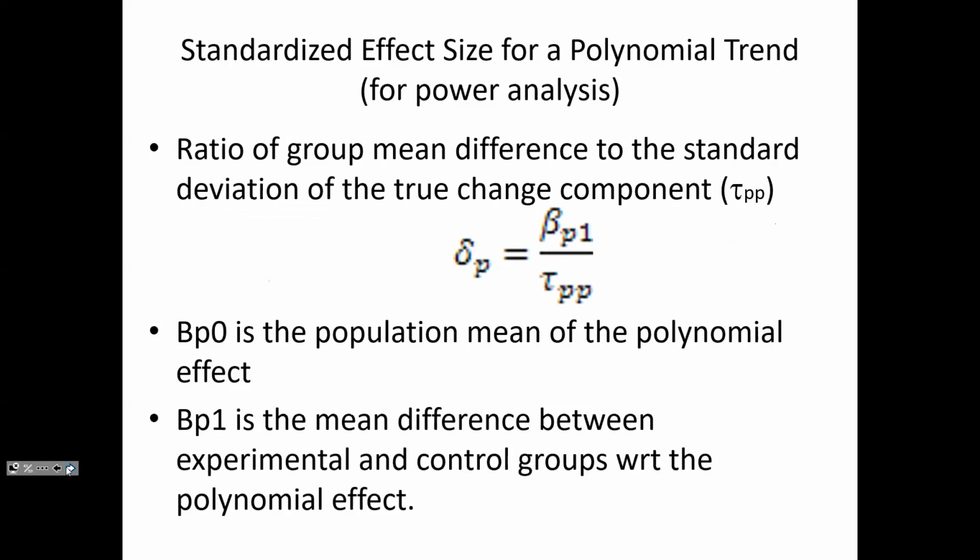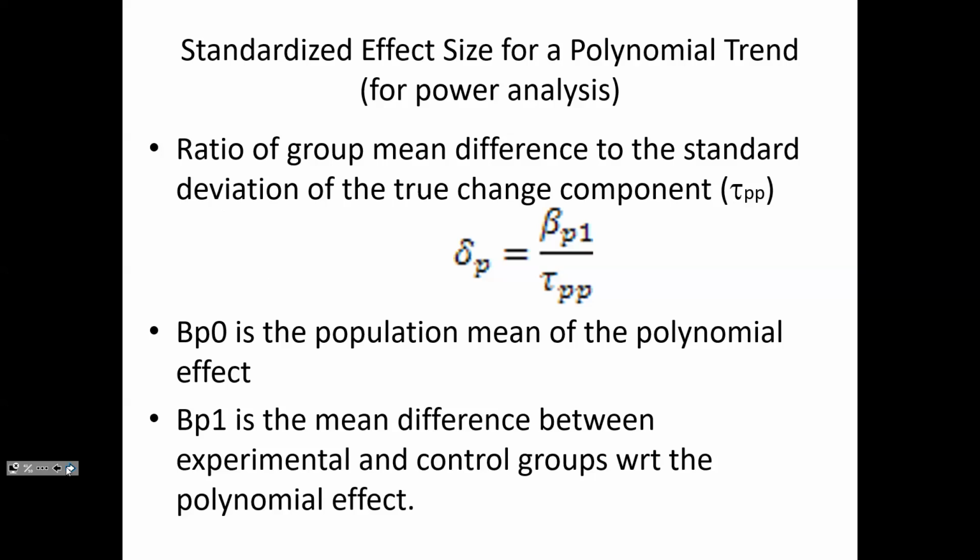So we just talked about cluster randomized trials and multi-site cluster randomized trials. So now we need to think about power for longitudinal designs. In power for longitudinal design, you actually have to think about the standardized effect size for a polynomial trend. And remember, in a linear model, we would just have a first order polynomial, right? But you could actually have a quadratic model. You could have a higher order polynomial model.